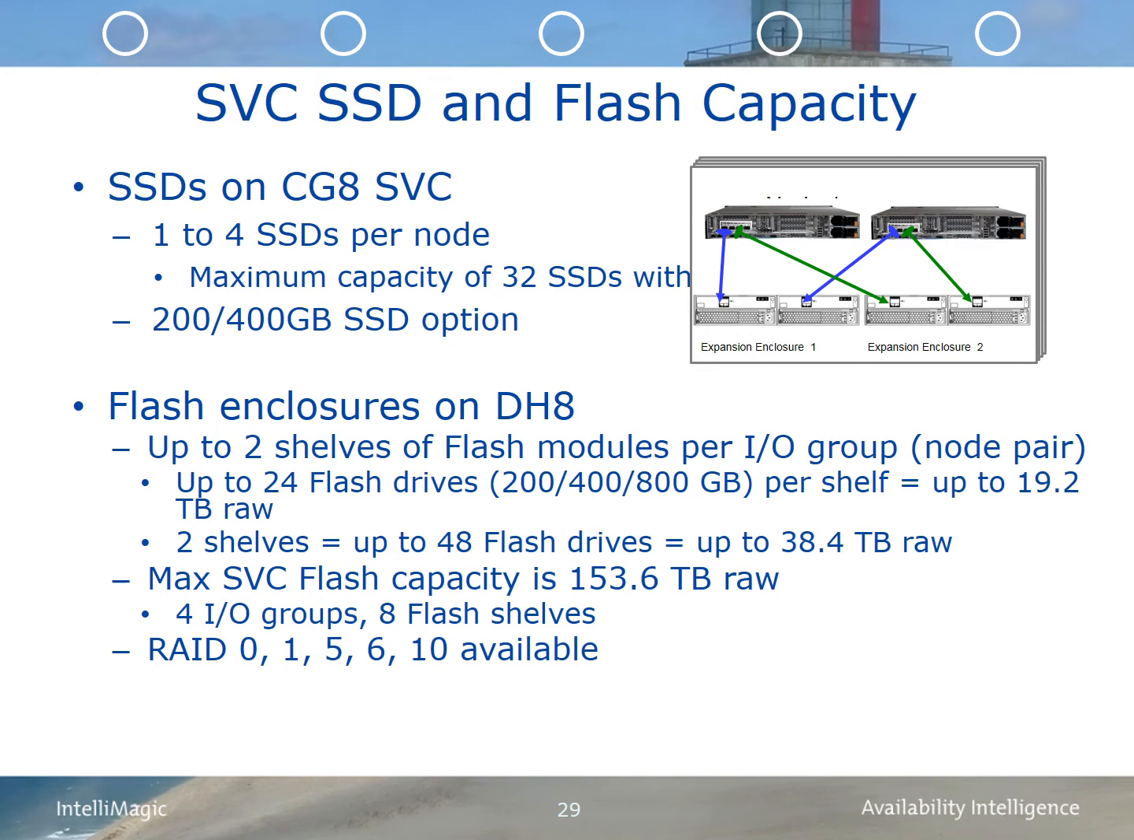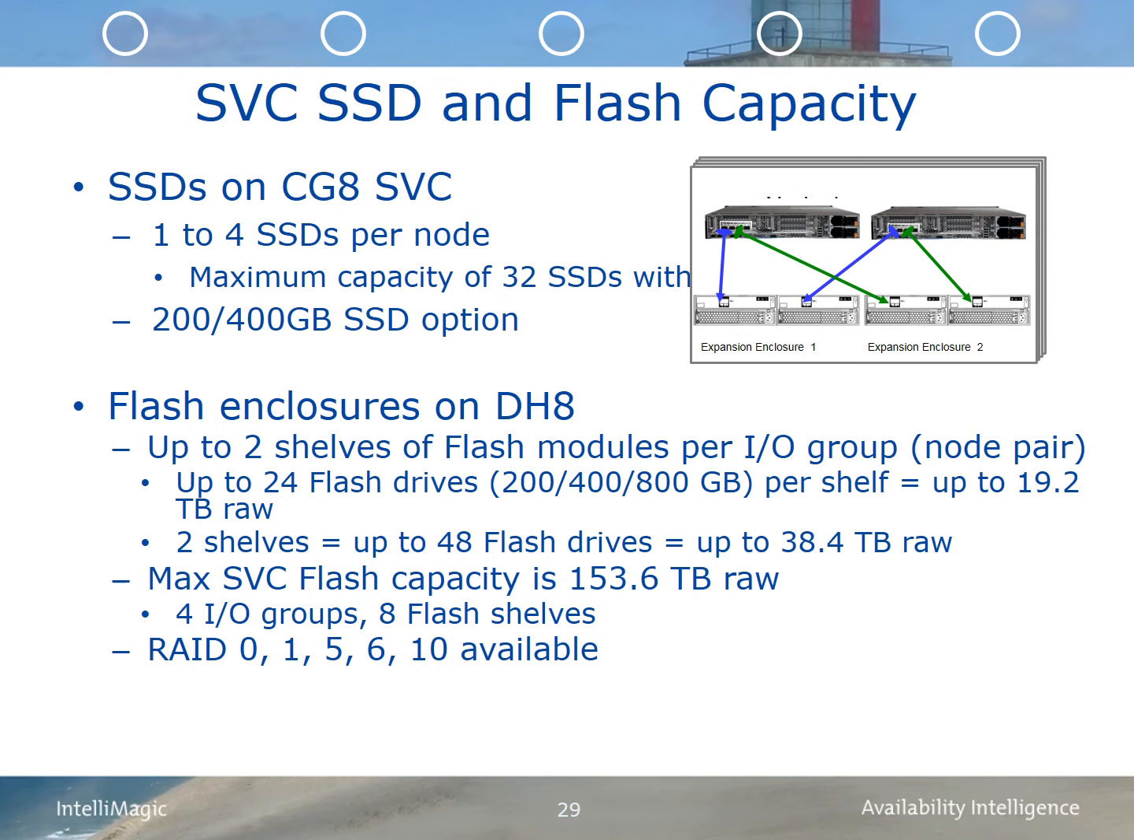IBM SVC allows you to place flash modules within the IBM SVC nodes. On the CG8, you are allowed up to 4 SSDs per node, or 8 SSDs per IO group. There were 2 flavors of the module, 200 and 400, for a total of 3.2 terabytes per IO group.